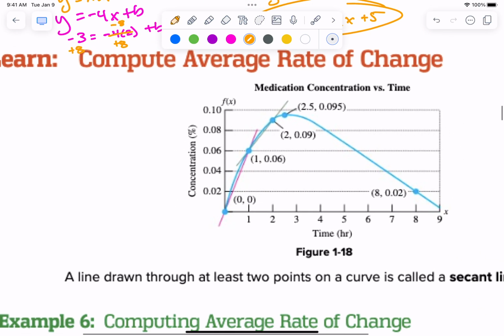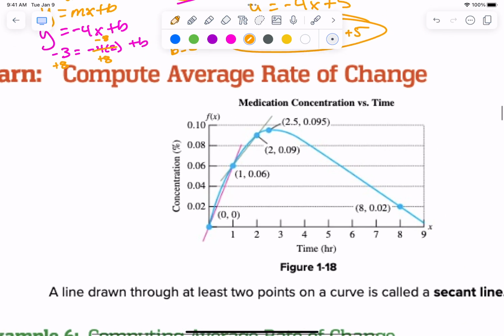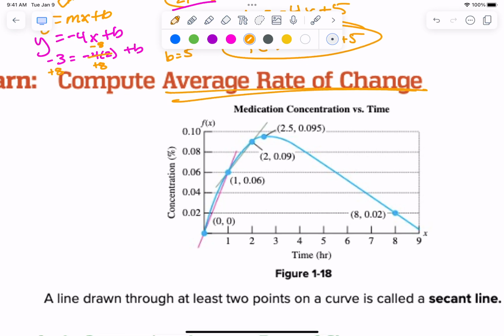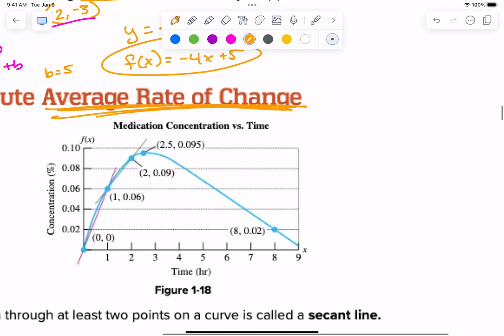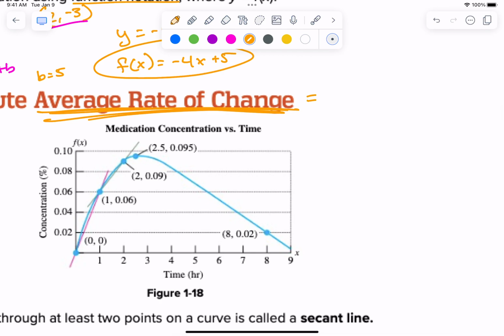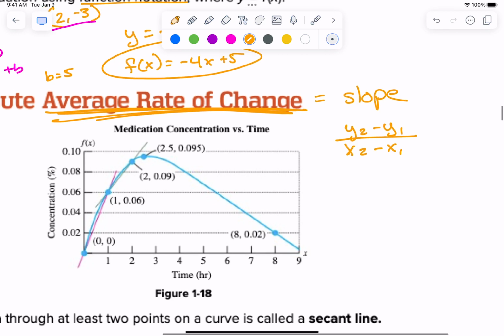All right, okay, next, computing average rate of change. Another name for average rate of change is slope. And slope is y2 minus y1 over x2 minus x1. Can we use what we know about derivatives? You don't have an equation here.